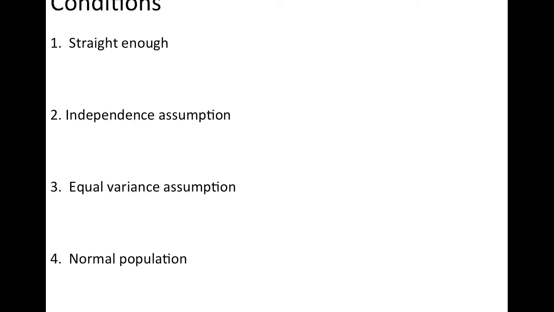For the conditions, we're not just looking at the scatter plot and R squared this time. We're also going to be going into the residual a little more and also to see if it's a normal population. So the first one we're looking at is the straight enough condition. For the straight enough condition, you are looking at just the original scatter plot. So there's my original scatter plot.